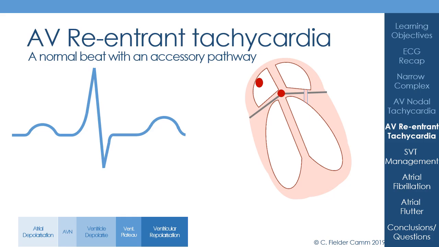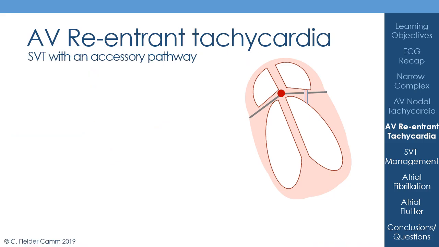And then you get an ST segment and ventricular repolarization. Okay, so this is a normal beat with an accessory pathway. So how does having an accessory pathway lead to the development of an atrioventricular reentrant tachycardia? Well, similar to AVNRT, it normally requires an ectopic beat to occur. And essentially, that ectopic beat depolarizes the atria, but the signal reaches the accessory pathway while it's still refractory.